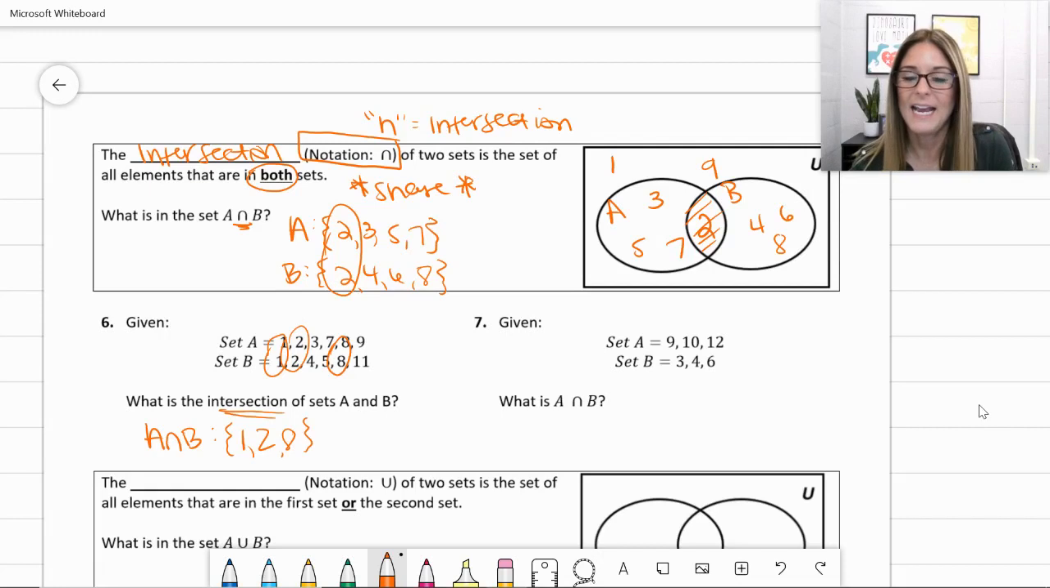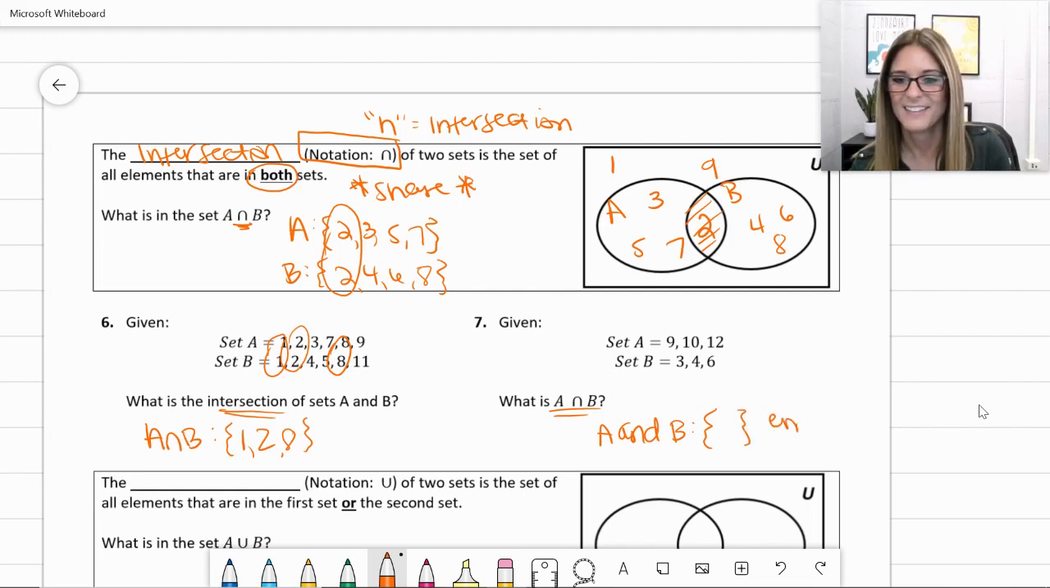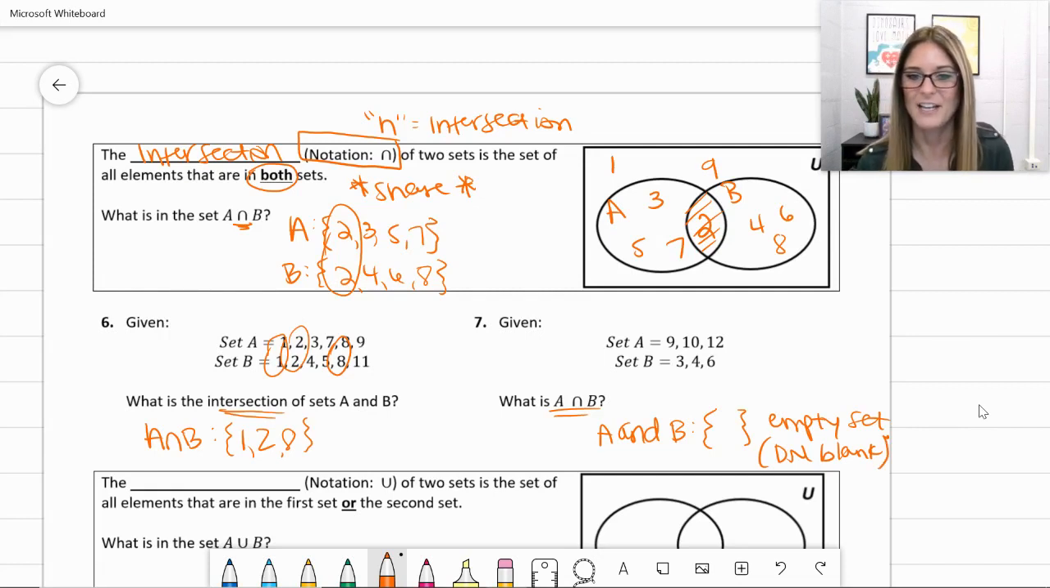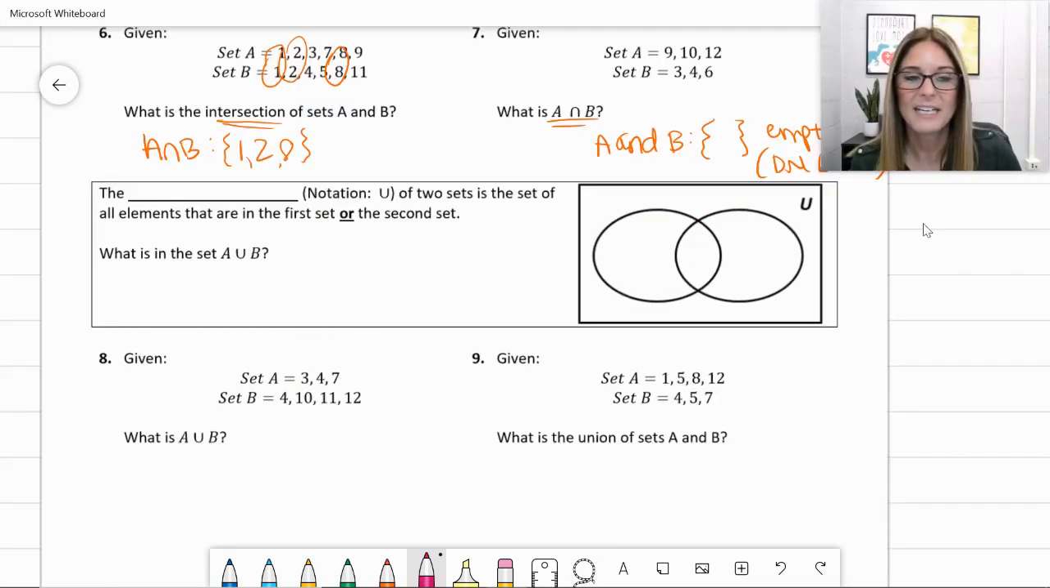Notice number 7, given set A is 9, 10, 12, set B is 3, 4, and 6, and they use here that intersection notation. What is A intersection B? You have to be very comfortable with this notation. This can also be written as A and B like it was in our last problem. So what do they share in common? Nothing, empty set. So on Delta Math, you will just leave it blank. There is nothing in common. There is no intersection.